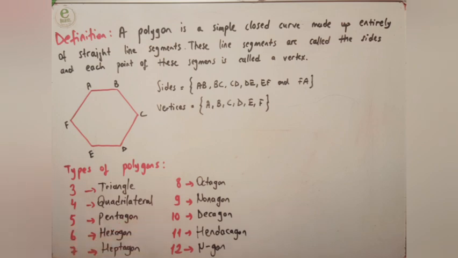For a seven-sided polygon, we call it a heptagon. For the eight-sided, octagon. For the nine-sided, nonagon. For 10, decagon. For 11, hendecagon. For the 12-sided polygon, dodecagon, and for more than 12 sides, we can call it an n-gon.